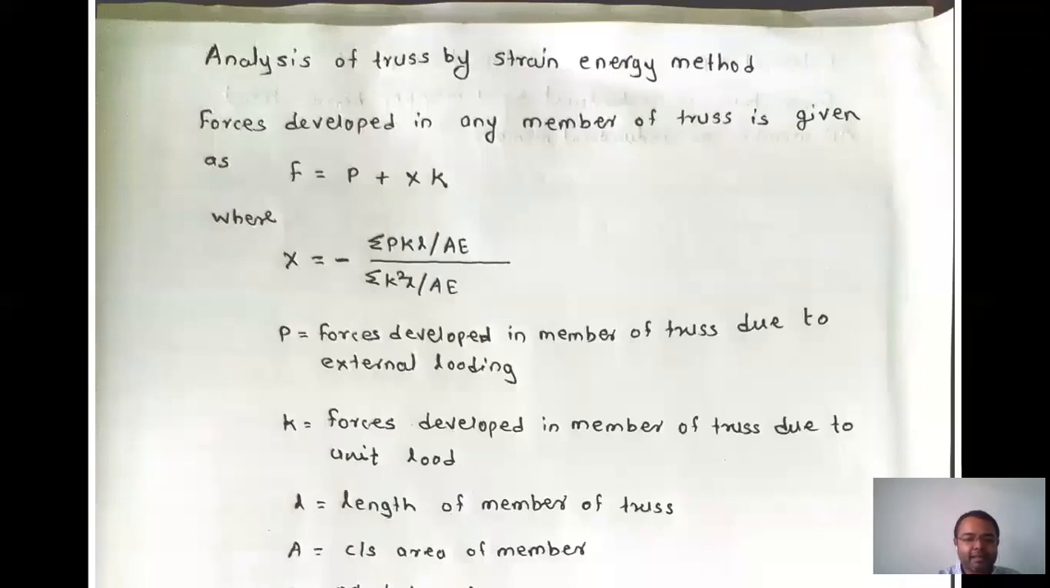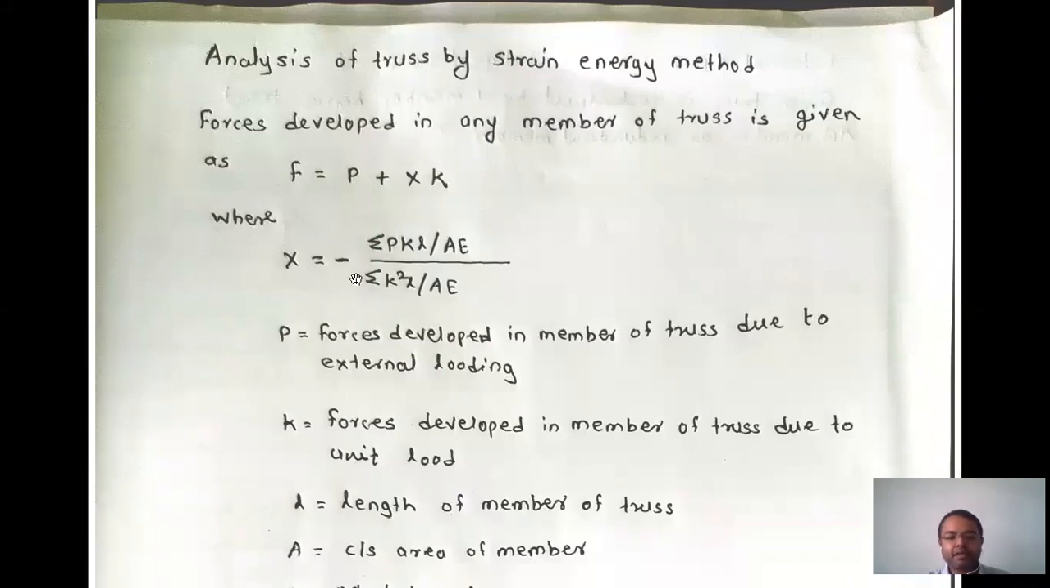We are going to analyze a truss, meaning we are going to find out the forces in the members of the truss. So F is the force in the member of truss, and to find this force F, the formula is P plus X into K. So again, what are this P, X and K? Let us come to this part.